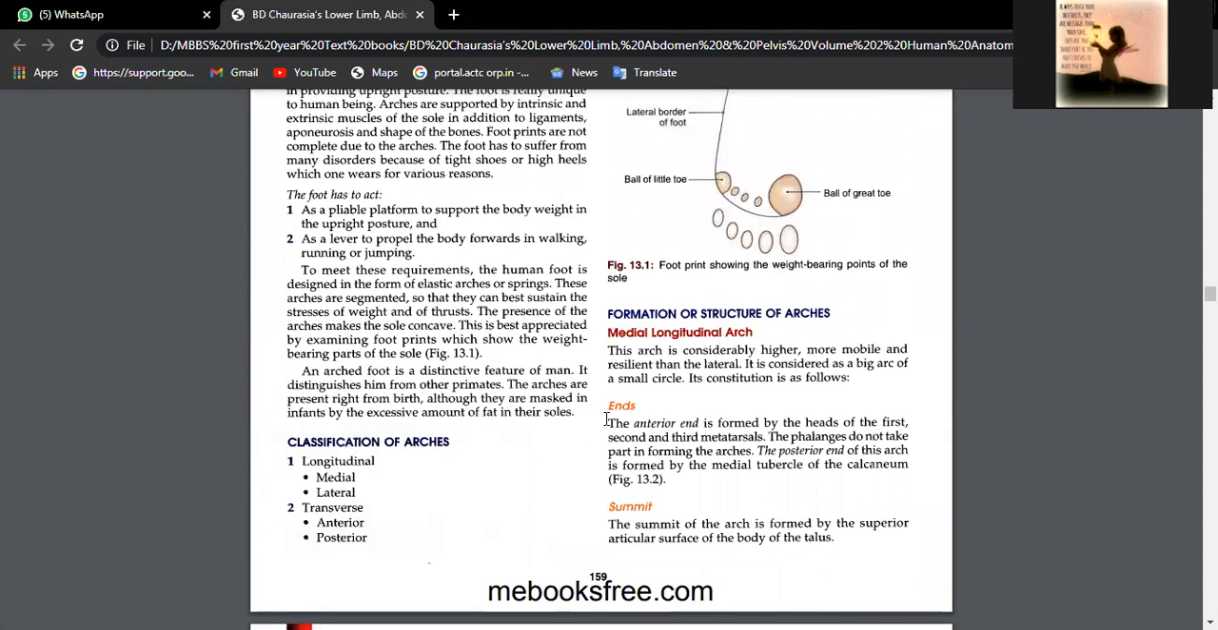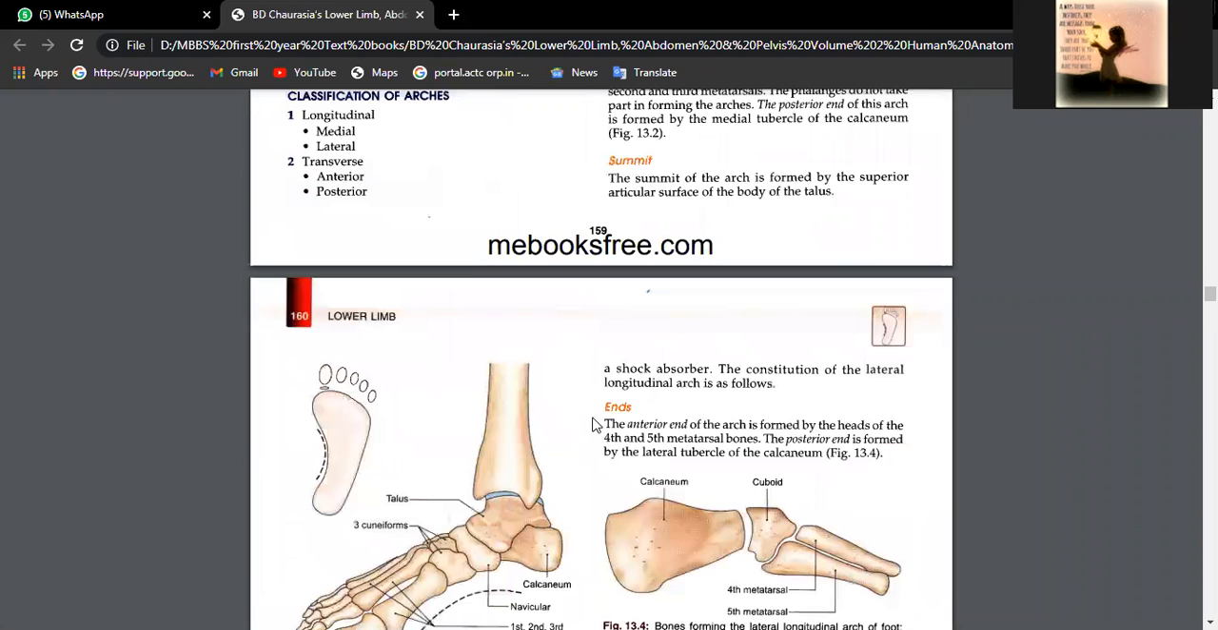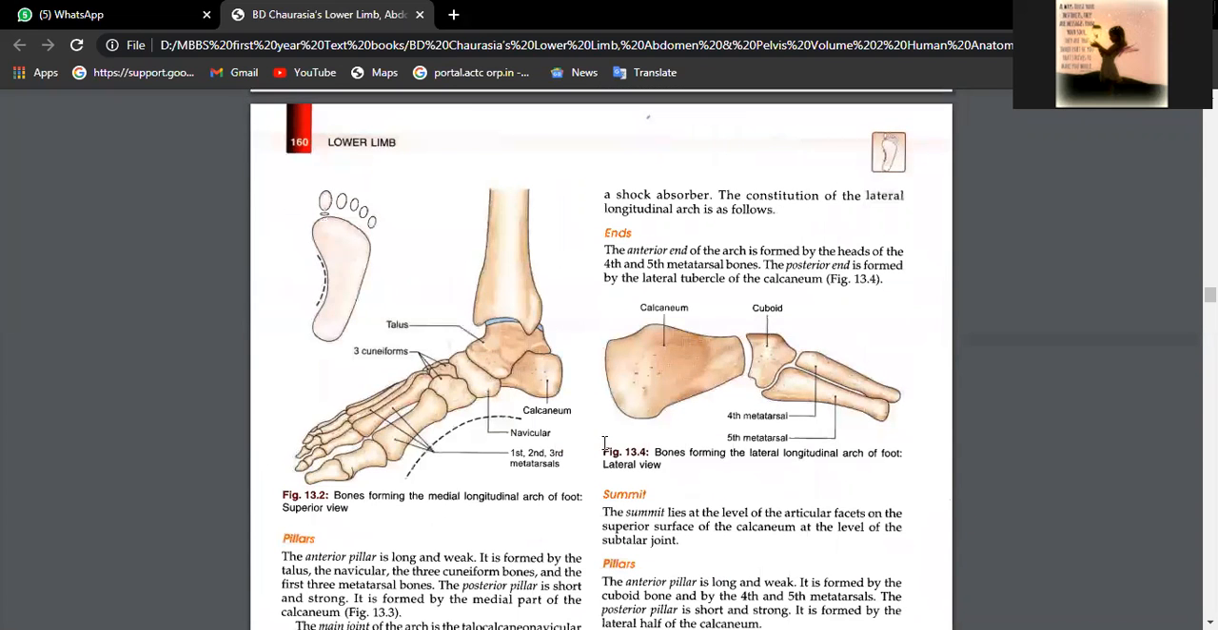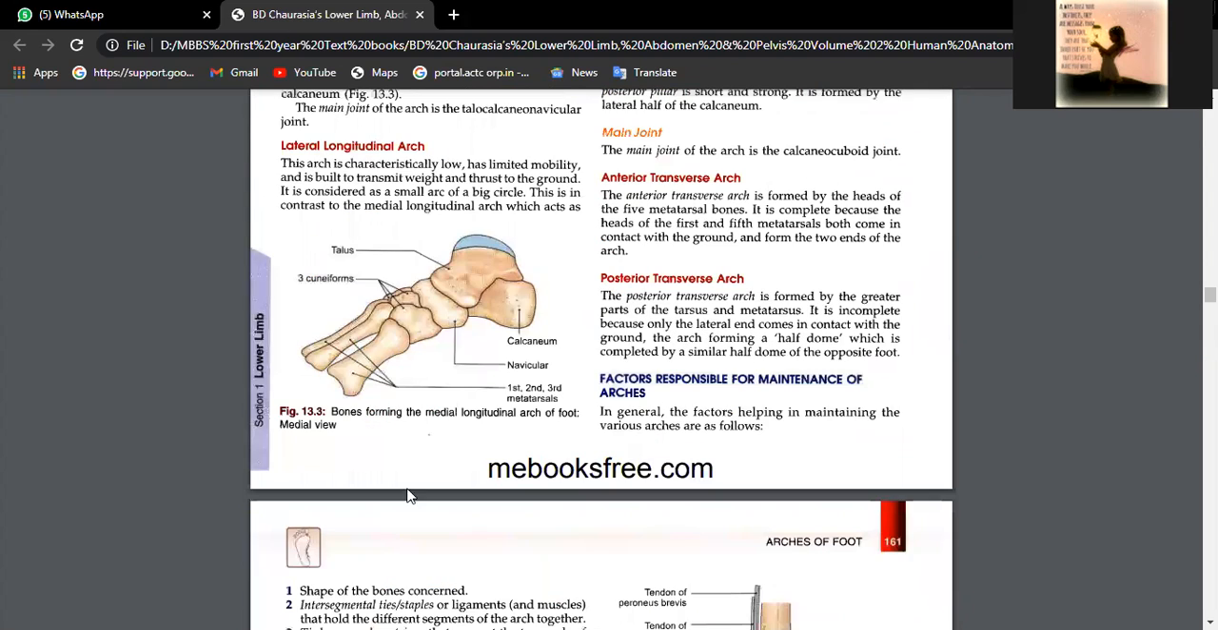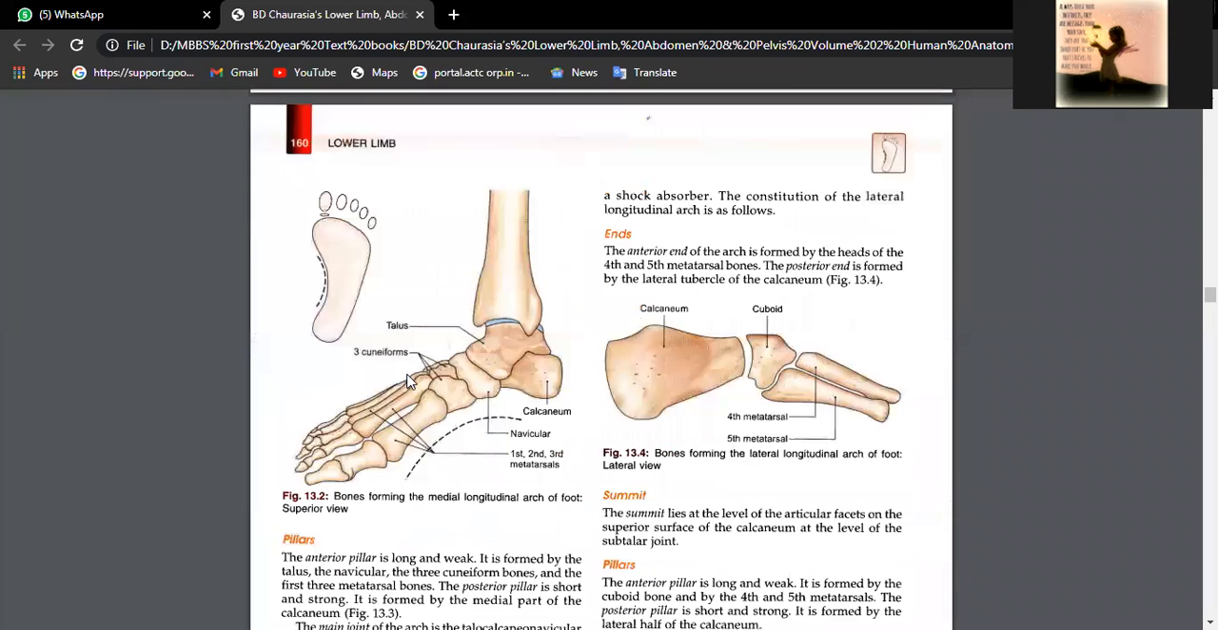Now, first of all, let us see the medial arch before we read the theoretical aspect. See here, this is the medial view you have. In the medial view of the medial longitudinal arch, the bones we have are calcaneum, talus, navicular, then we also find the cuboid bone, then the first, second, and third metatarsal bones. Whatever bones you are finding here play a key role in the formation of the medial longitudinal arch.